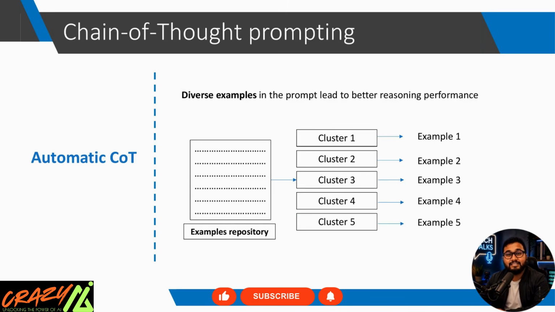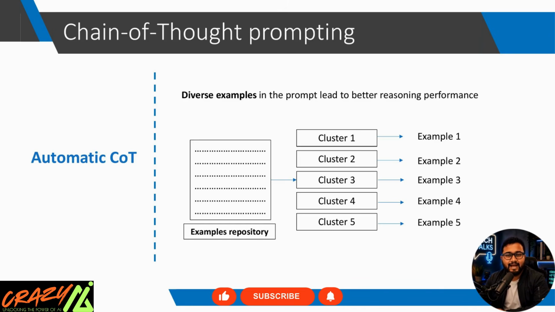In the previous slides, we learned about zero-shot and few-shot chain of thought prompting. But manually providing examples every time can be difficult. That's where automatic chain of thought or automatic CoT comes in. Instead of writing examples ourselves, we first create a large repository of solved examples. These examples are then grouped into different clusters based on their type, difficulty, or reasoning pattern. When a new problem arrives, the system automatically selects representative examples from different clusters and includes them in the prompt. The key idea is diversity.